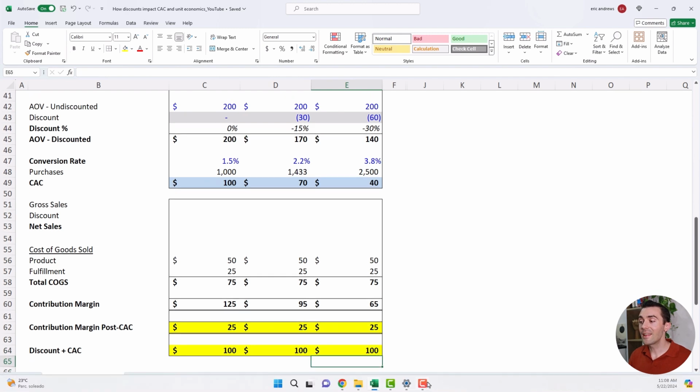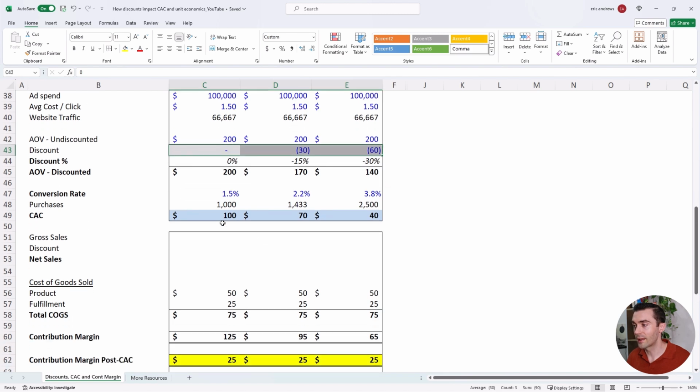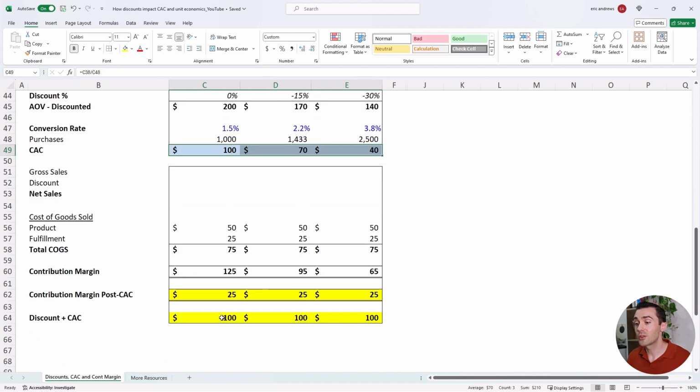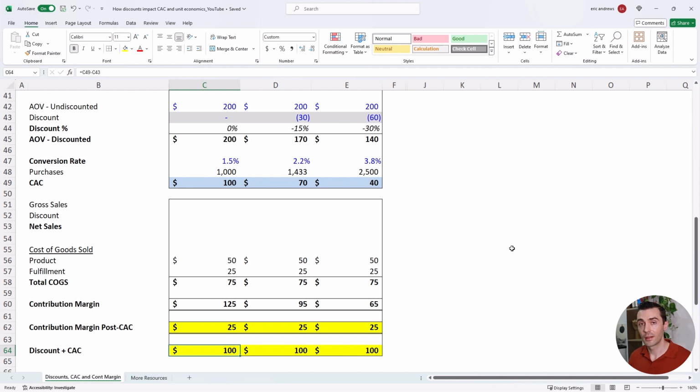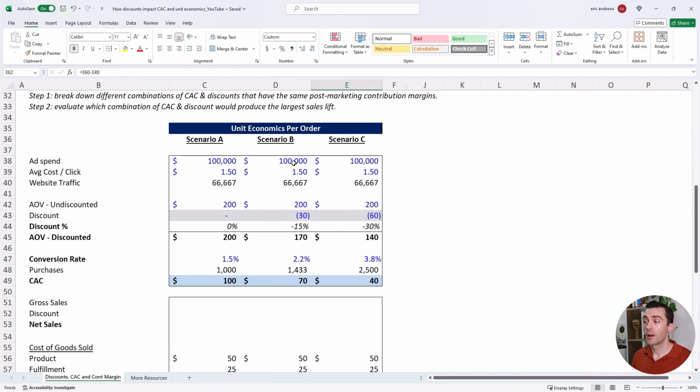So I think brands, instead of looking at discounts in one line and then CAC down here, should add your discount and your CAC together to really fully encompass your cost of acquisition for a customer. And what you'll see is that your discount plus CAC in each scenario is $100. So this could have told you that the profitability impact would have been the same across the board. So now you can see that we have the same unit economics from a contribution margin post-CAC standpoint, $25, in three scenarios which from the customer standpoint are very, very different.